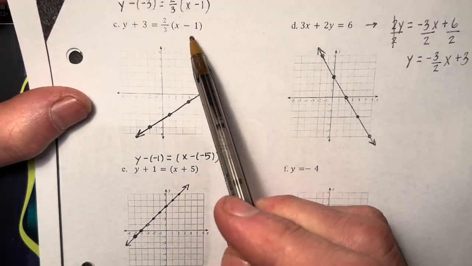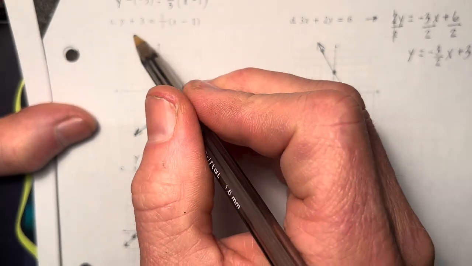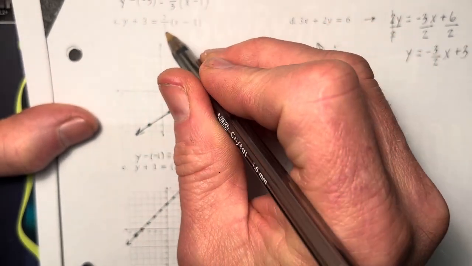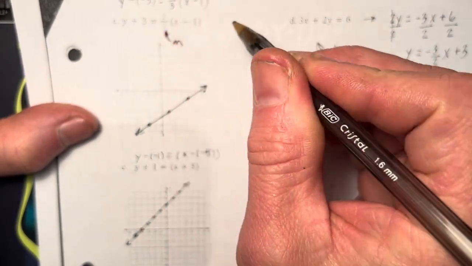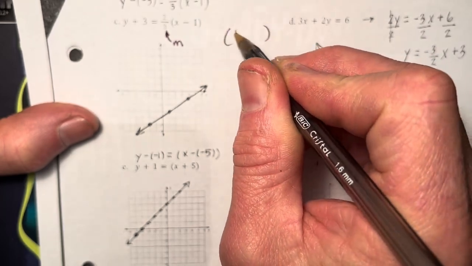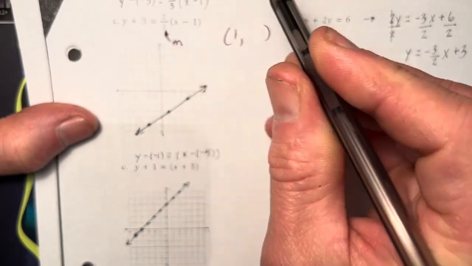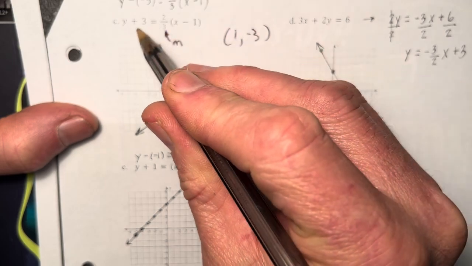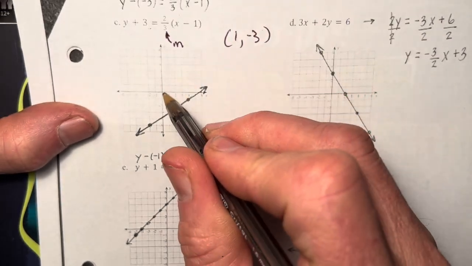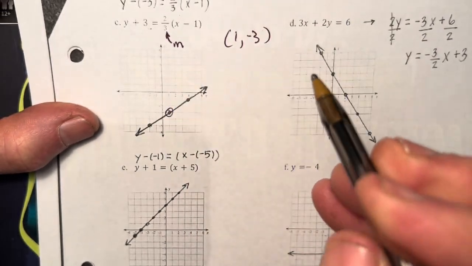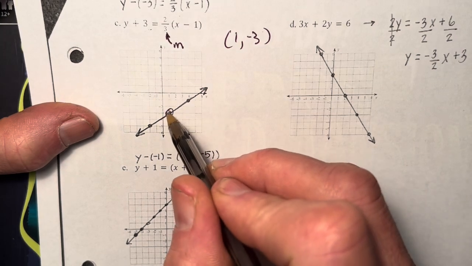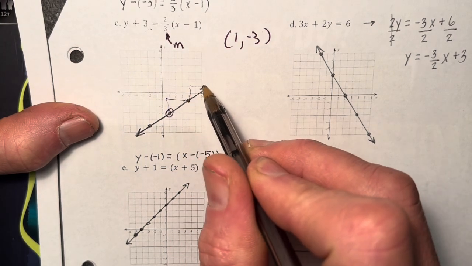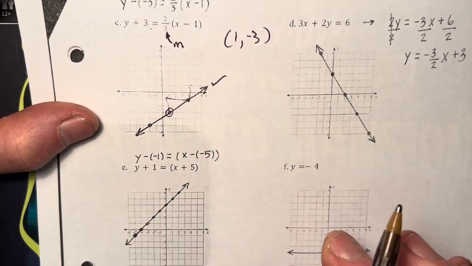Here we have point slope form. When you see this, if you want, you can say, oh, I know this is point slope form. There's my slope, m, and I'm starting at the point 1 because it's -1 and -3 because it's always the opposite. So if I go to 1, -3, there I am. And then I go up 2 over 3, up 2 over 3, and there it is, okay?